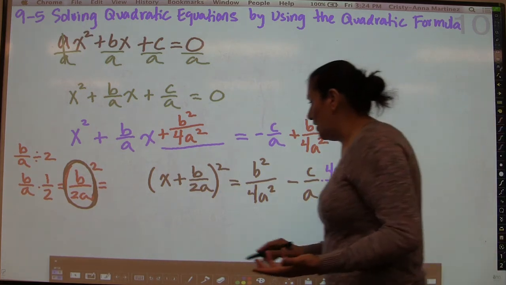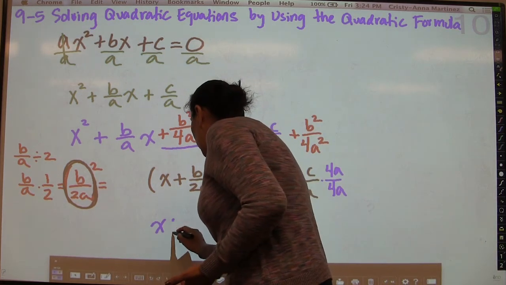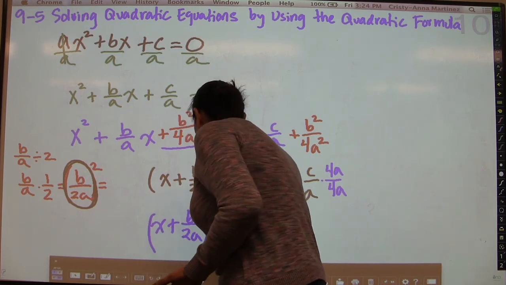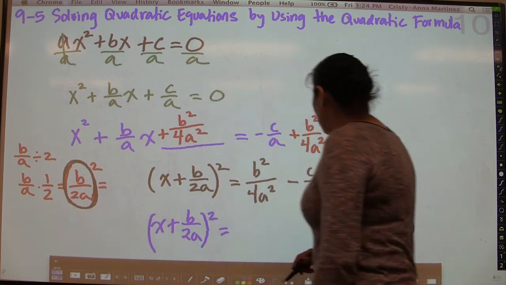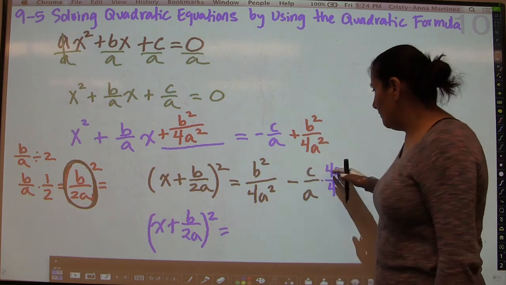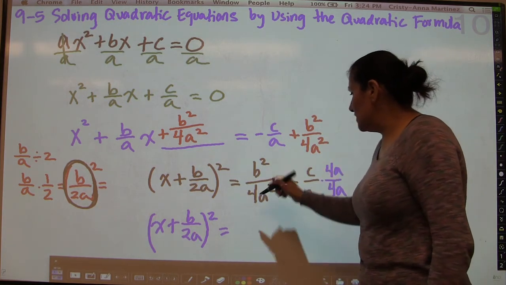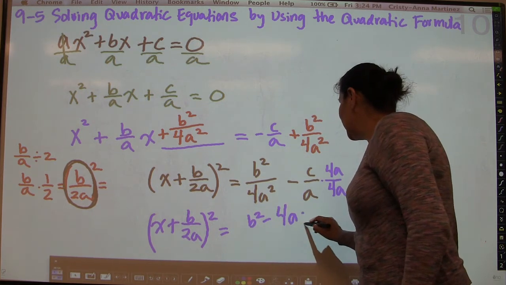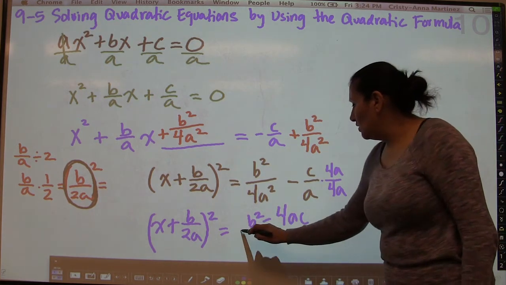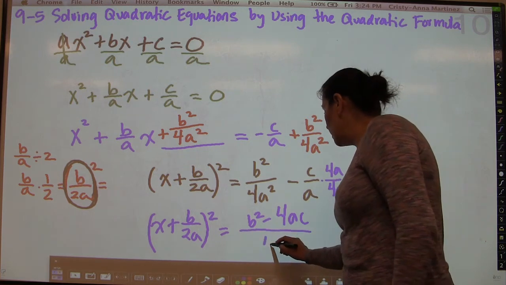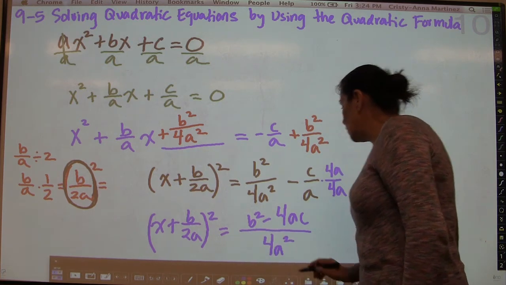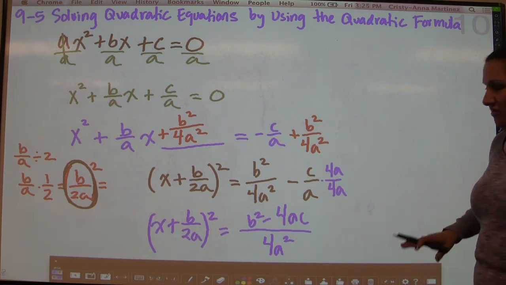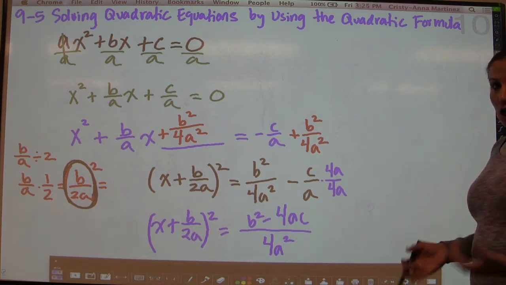So now I can write this as x plus b over 2a quantity squared, and then I'm going to combine the top of the fractions, which is going to be b squared minus 4ac, all divided by 4a squared. Nice. Now we have done the part that is completing the square. We have completed the square now, but we want to solve for x.